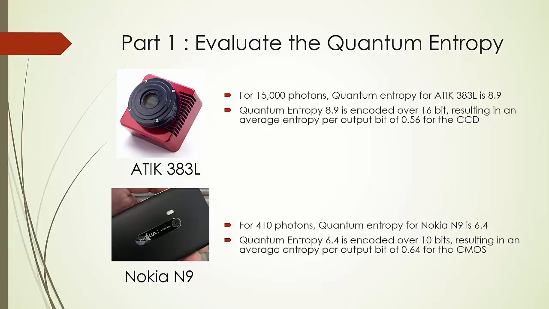And in case of Nokia N9, for 410 photons, quantum entropy was 6.4, and this 6.4 quantum entropy was encoded over 10 bits, resulting in an average entropy per output bit of 0.64 for the CMOS sensor. And again, there wasn't an explanation why they chose 16 bits for the ATIK camera and 10 bits for the Nokia camera.